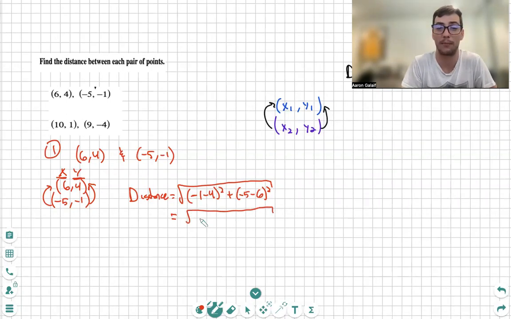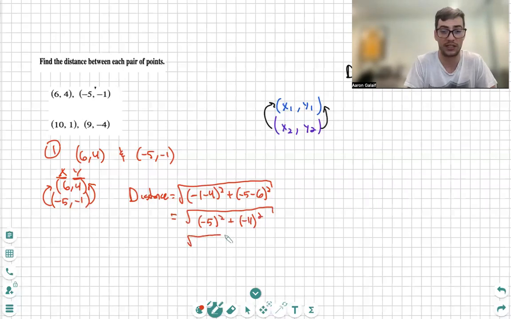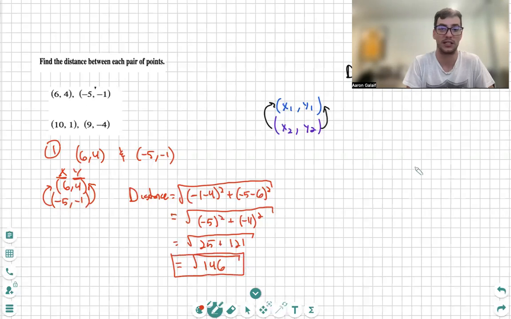Now we just have to clean it up. This will turn into -5 squared. This will turn into, okay, so -5 minus 6, this is -11 squared. And then we just keep going. So we see -5 squared is positive 25. Any negative number squared is always positive. 25 plus 11 squared, 121. We continue and we get square root of 146. That is the distance between the points 6, 4 and -5, -1.